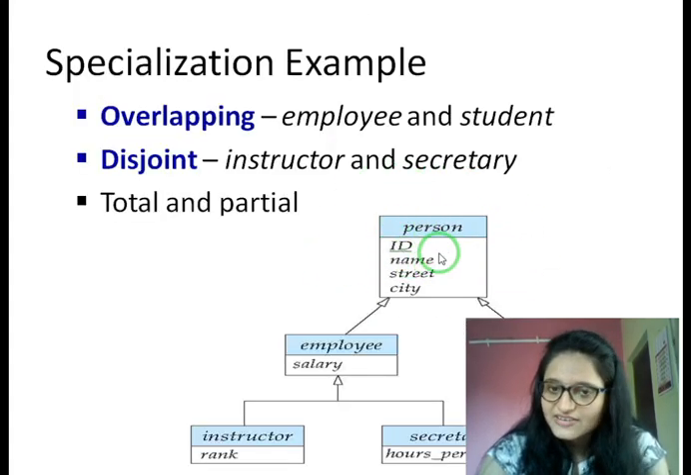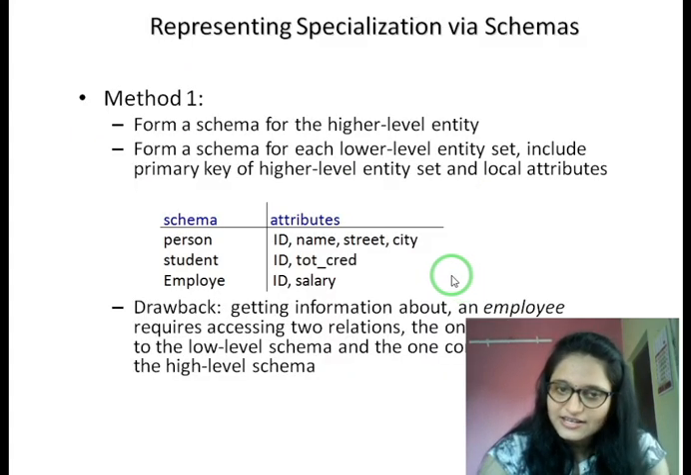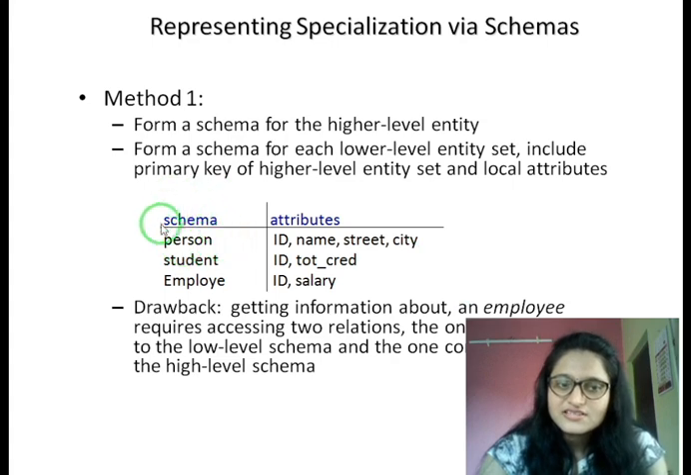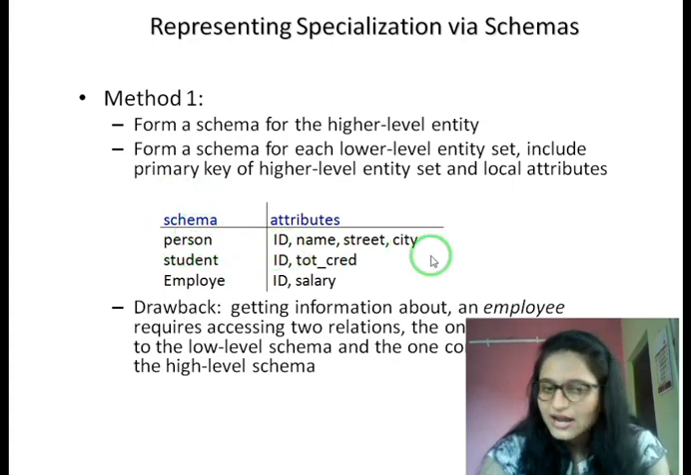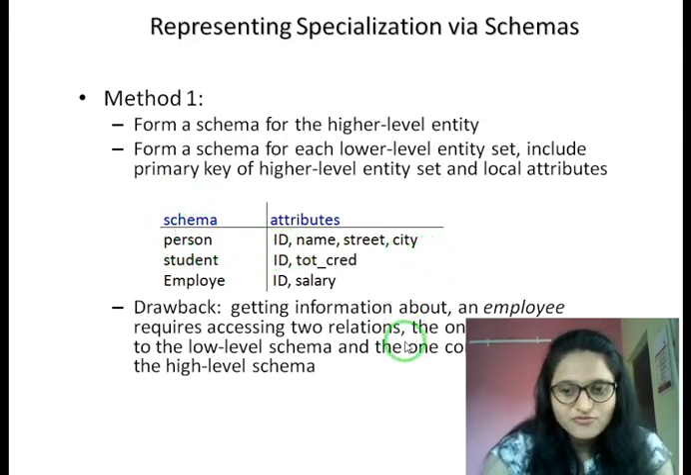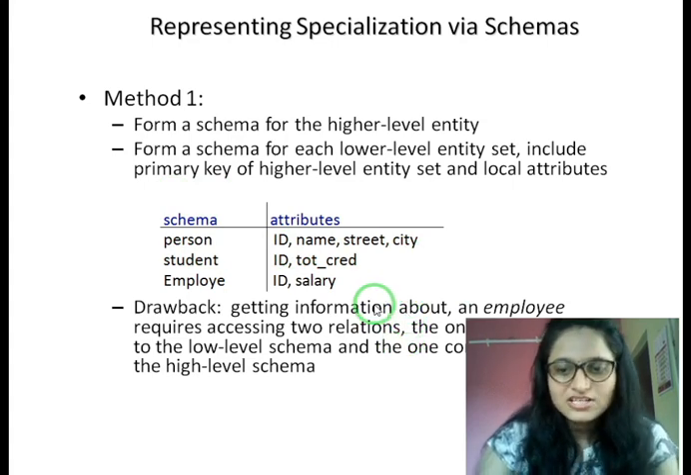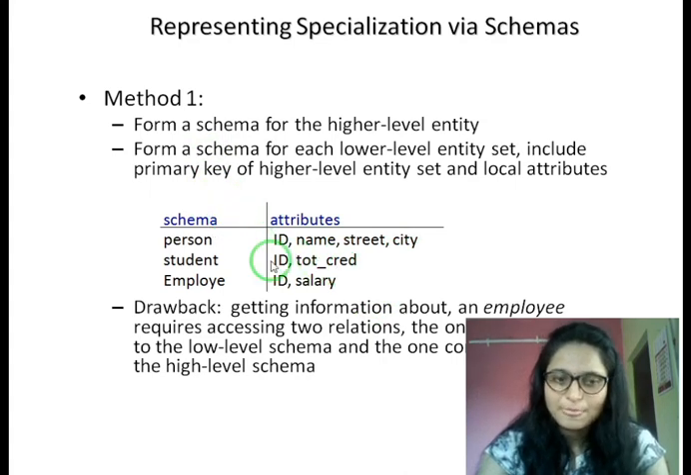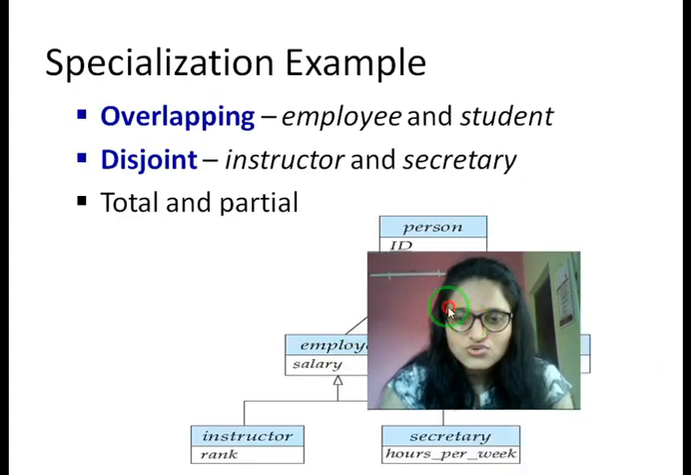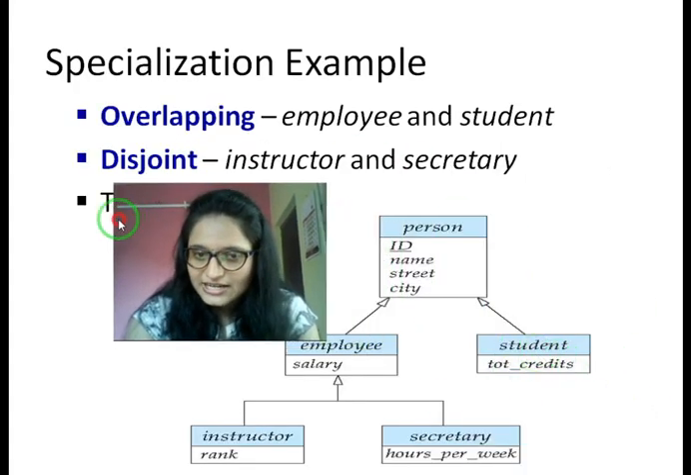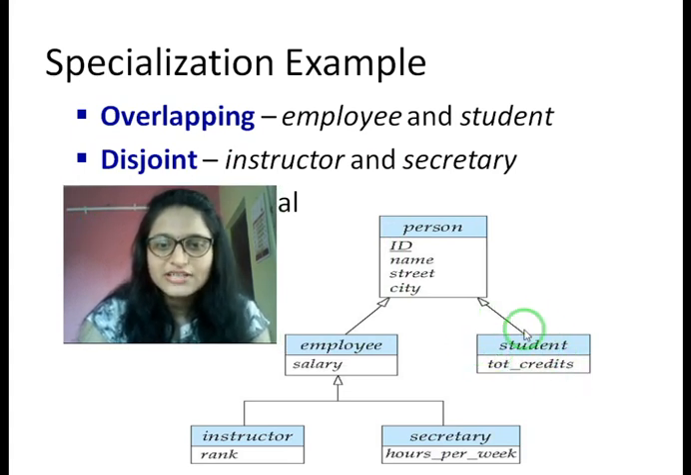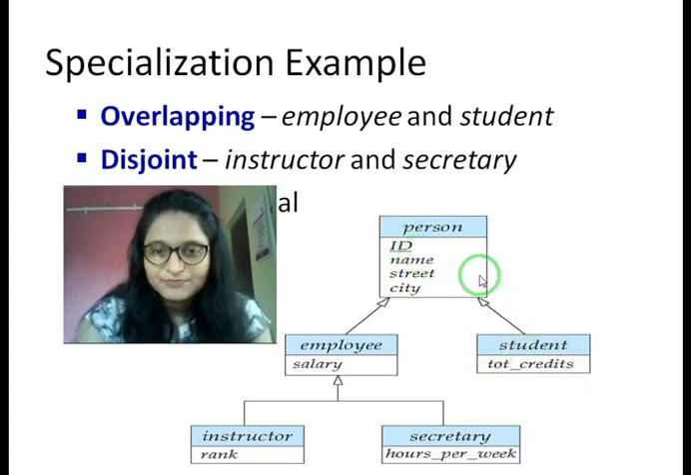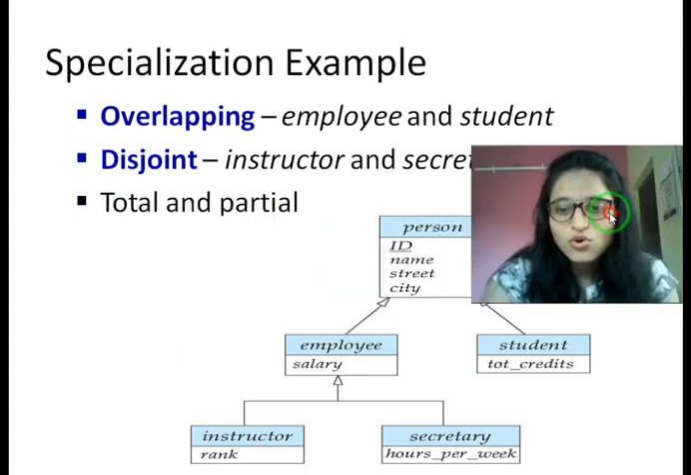This is the higher level entity, person. Person has the attributes ID, name, street and city. So person is the schema having these four attributes. This is the first way to convert a specialization into a relational schema. Another entity is student. For the student entity, we have the ID and its own attribute.